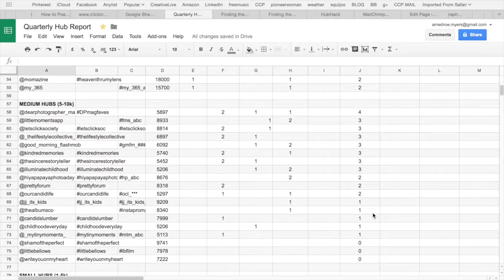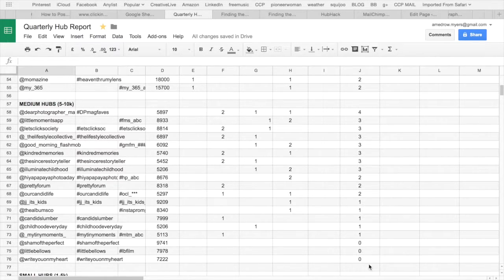So definitely still do tag them, but we just want to know, okay, for our medium hubs, who do we want to be tagging? You can see here at the bottom, I don't like to give anybody a 0, but when I did the numbers and ran the formulas, Sham of the Perfect didn't have very good engagement at all.